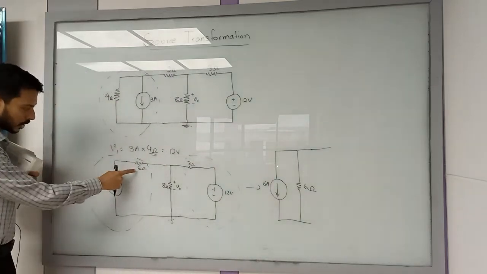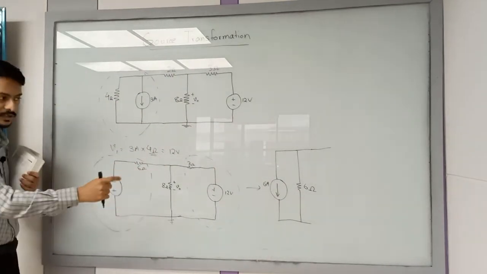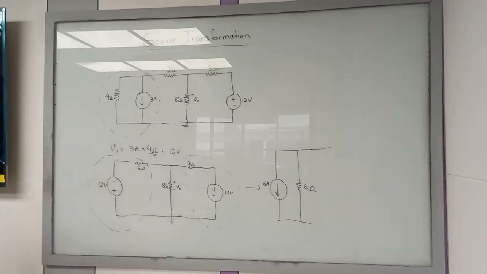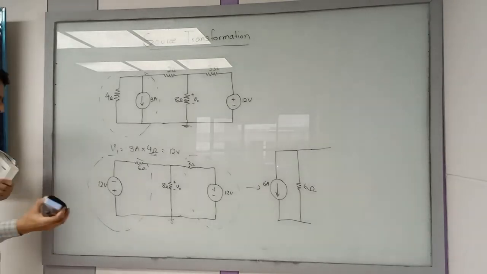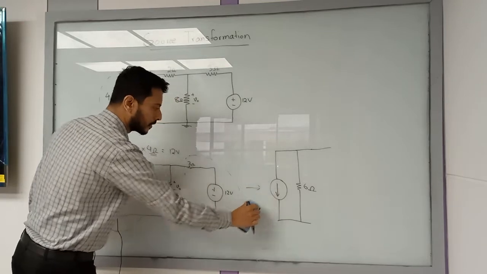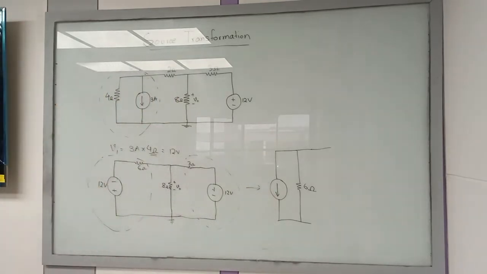আচ্ছা বললো না তো, 12 ডিভাইডেড বাই 6 কত হয়? 2 হয় তো। So it will be 2 ampere.